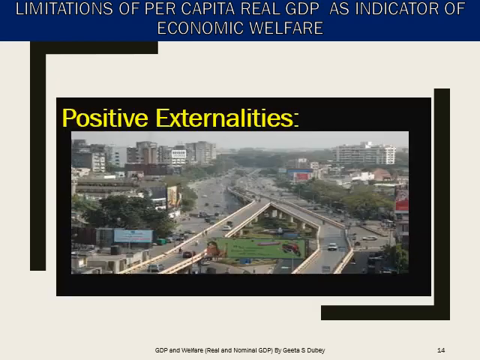construction of a flyover reduces transport cost and journey time of its users who have not contributed anything towards its cost. Expenditure on construction is included in GDP, but not the positive externalities flowing from it. GDP and positive externalities both increase welfare. Therefore, taking only GDP as an index of welfare understates welfare.